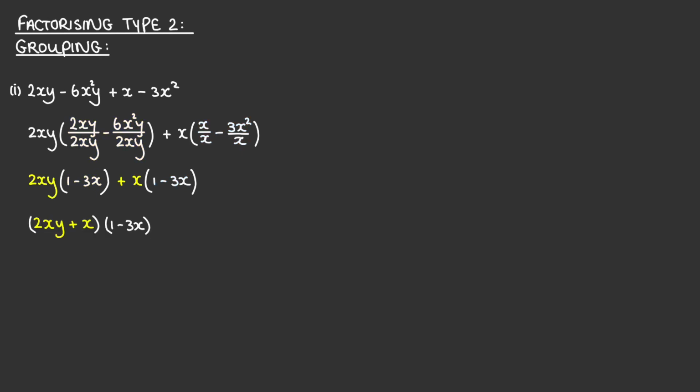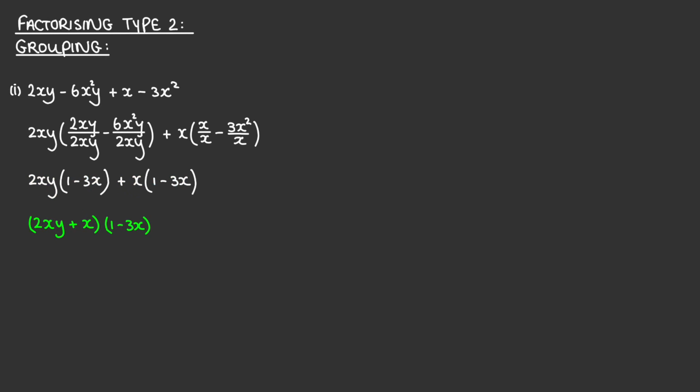Since 2xy and x are both being multiplied by 1 minus 3x, we can group them into the same bracket. This is because, if you remember from my previous section on how to factorize by taking out common terms, I explained factorizing as the reverse process of expanding out brackets. And by expanding out the brackets 2xy plus x multiplied by 1 minus 3x, you will end up with the previous line. So because of this, we have factorized by grouping and we have ended up with our answer 2xy plus x multiplied by 1 minus 3x.